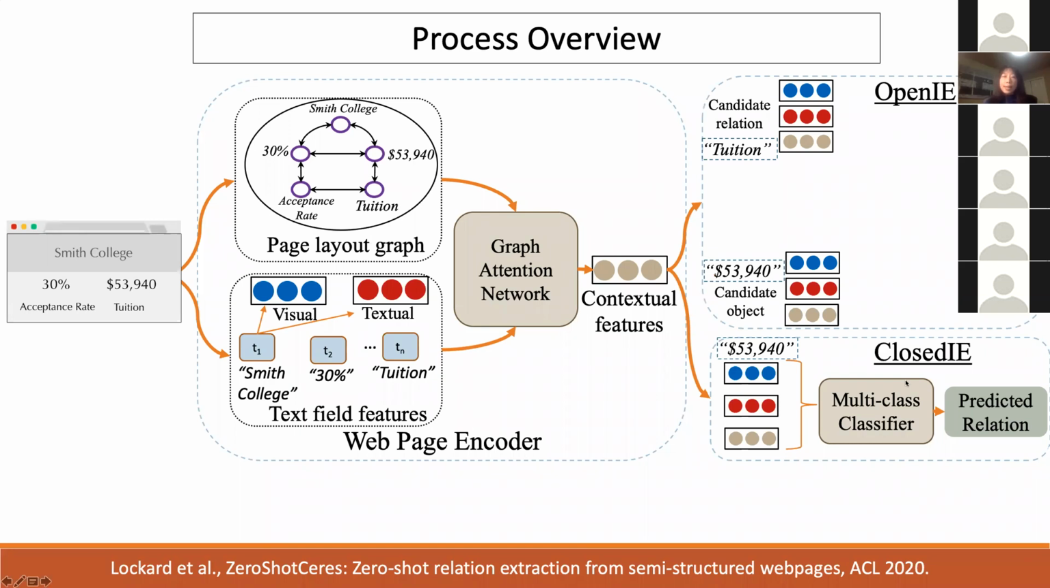And then for OpenIE, the idea is that we take two text fields, for example, tuition and 53,000. And for each text field, again, we will take the 3 representations. In addition, we will compare them pairwise and generate some pairwise features, such as the alignment features. And we feed all of this into a binary classifier to decide whether or not this is a predicate value or attribute value pair. So this is a yes/no decision, a binary decision.